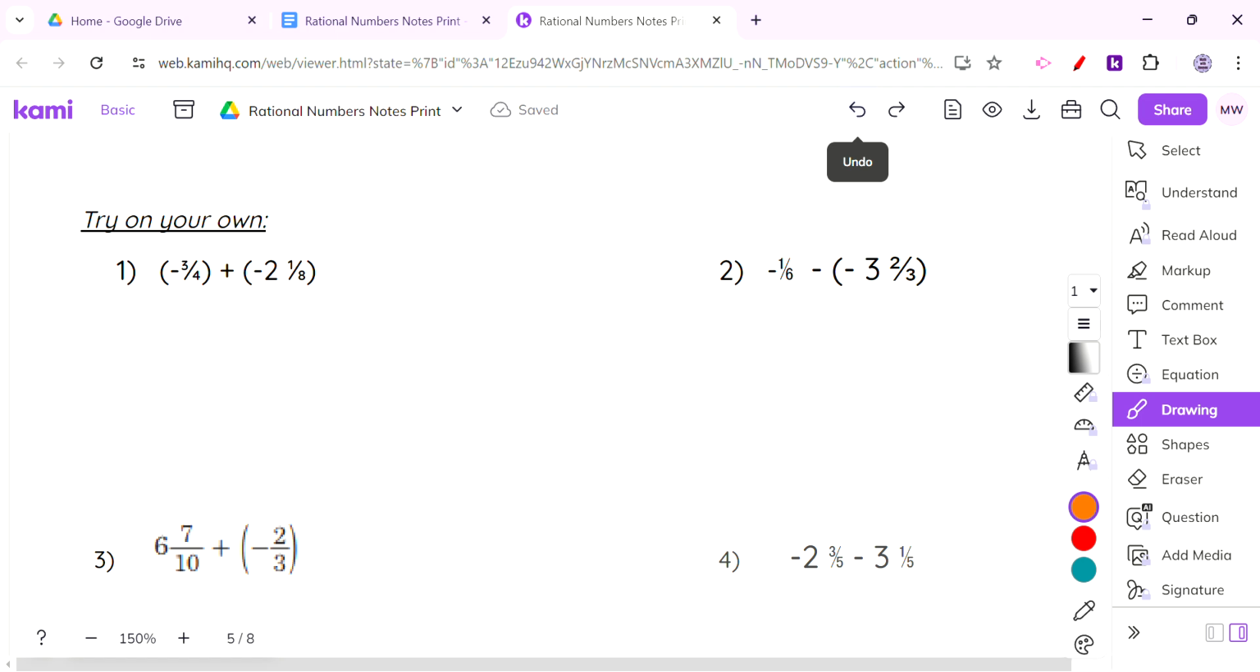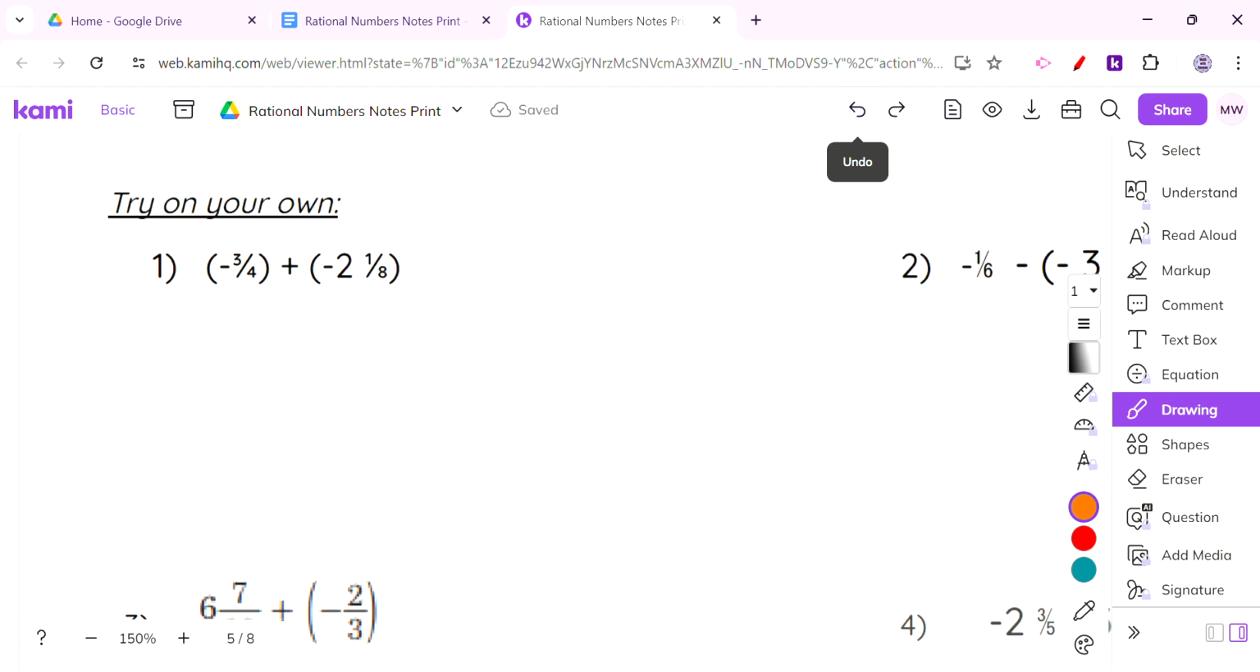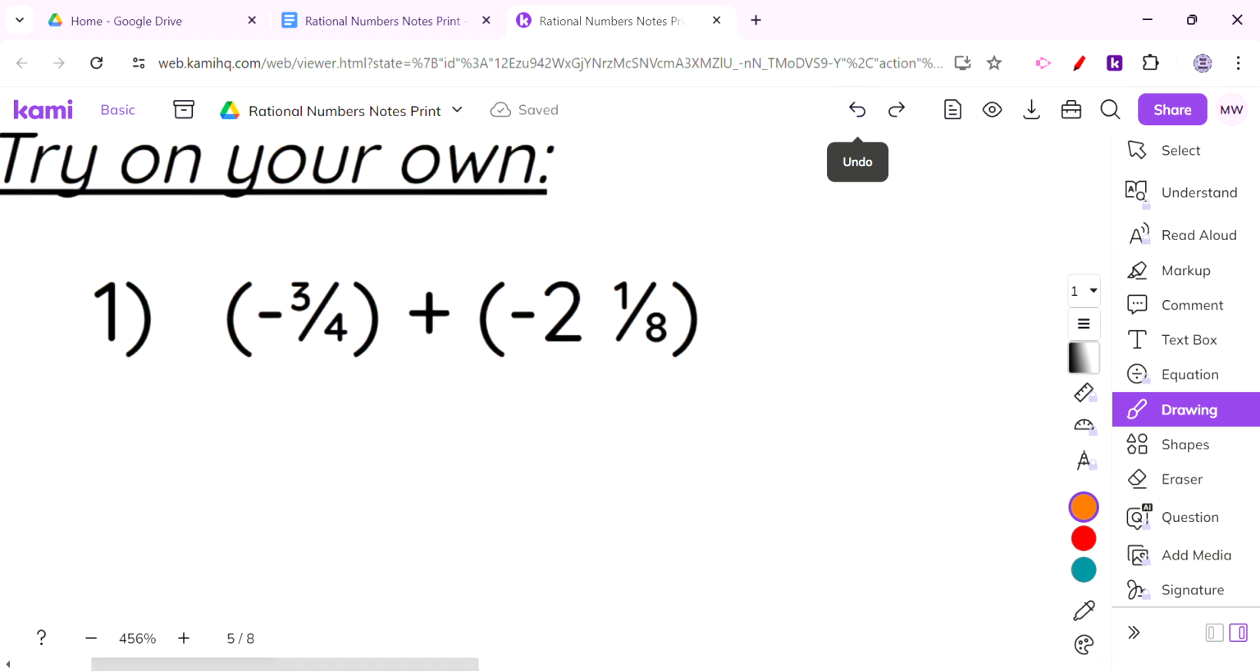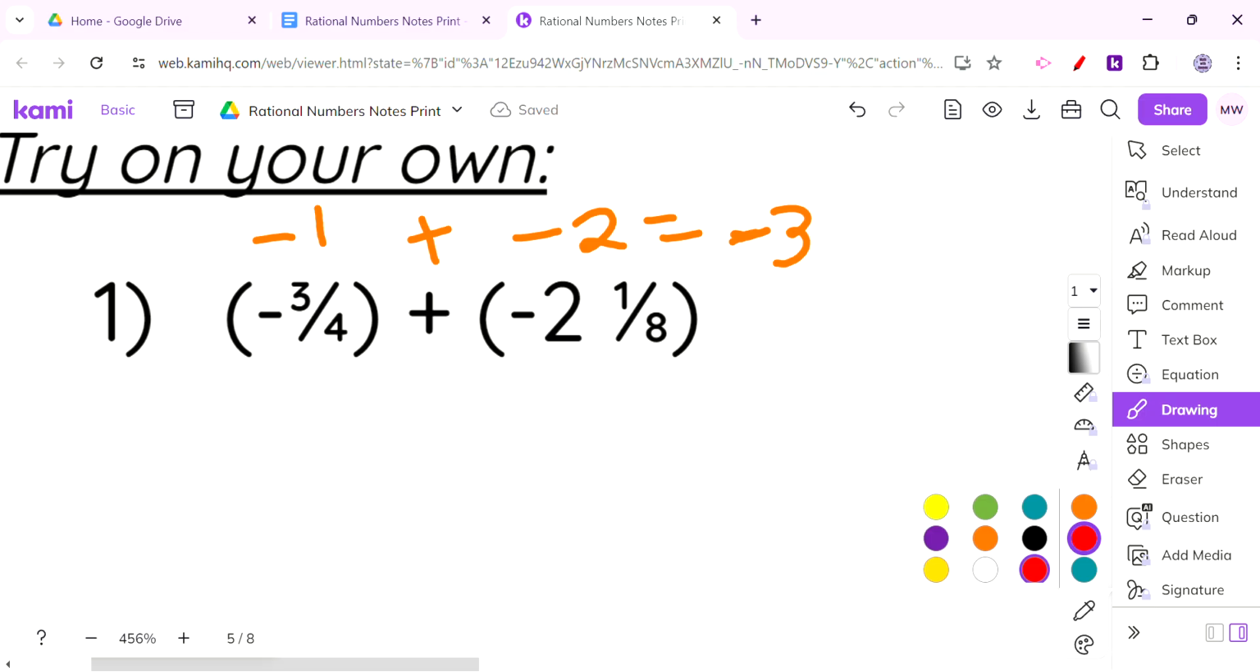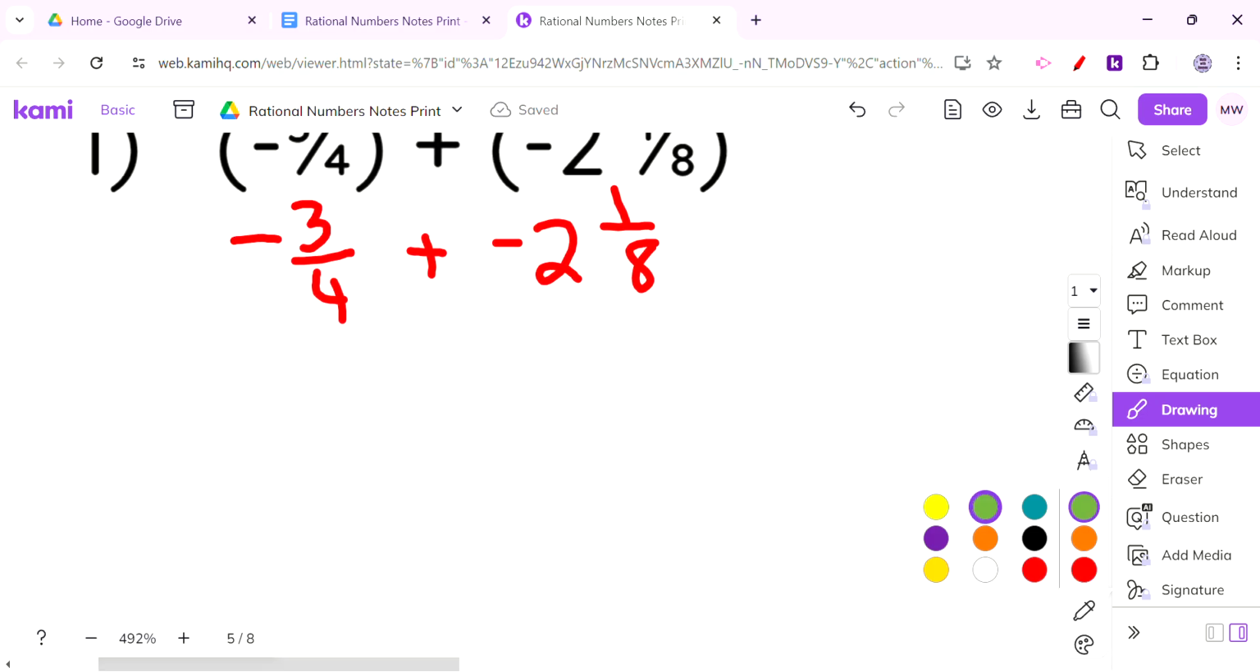Let's get to it. We have negative 3/4 plus negative 2 1/8. So I'm going to round these to be about negative 1 and this to be about negative 2. And when we add them, negative 1 plus negative 2, you get about negative 3. All right, I'm going to rewrite this so I can see it a little bit better. Okay, and then let's solve.